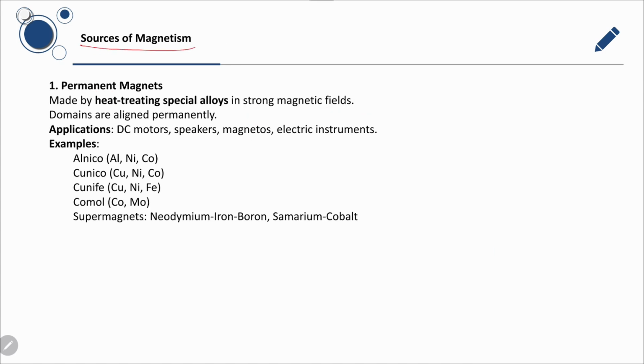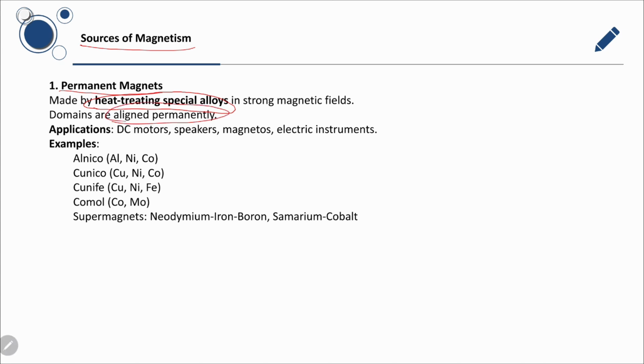Then, sources of magnetism. Where do these magnetic fields come from? There are three primary sources. First one is permanent magnets, then Earth's magnetic field and mechanically induced magnetism. First we see permanent magnets. These are created by heat treating special alloys in very strong magnetic fields. This process aligns their domains permanently.